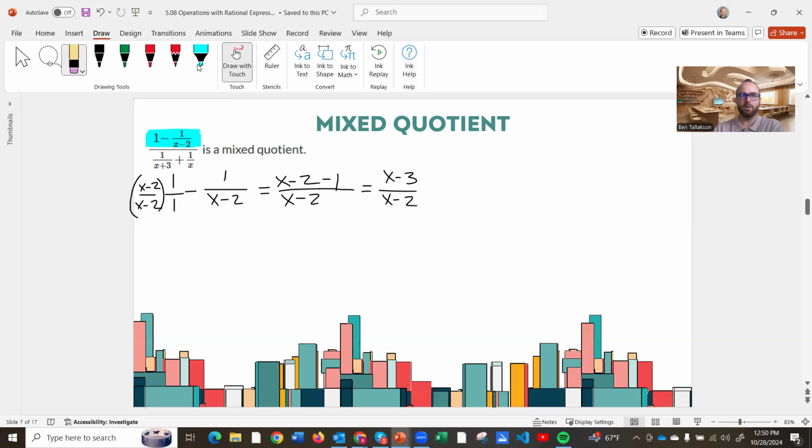So what do we have here? Well, we basically took this mixed quotient and we rewrote it like this. New and improved and much simpler looking. Wouldn't you agree?